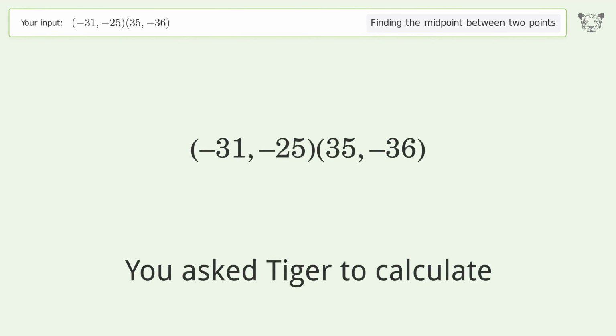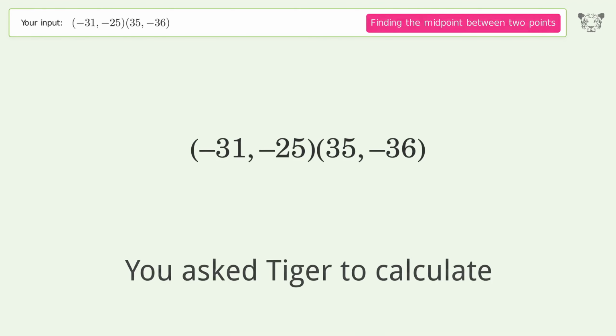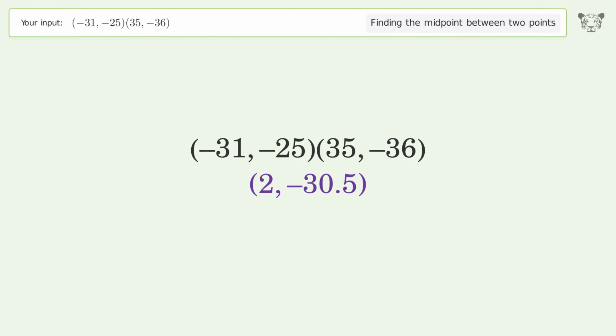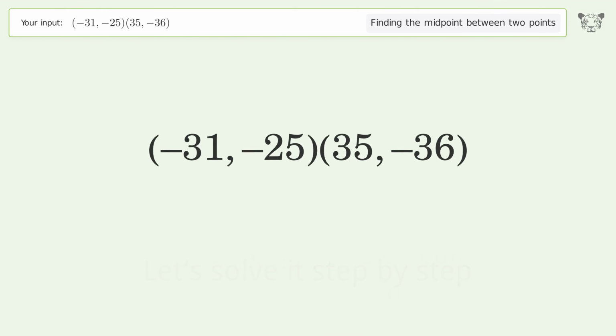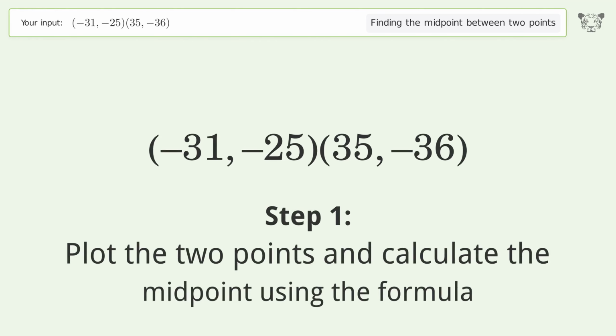You ask Tiger to calculate. This deals with finding the midpoint between 2 points. The midpoint between the 2 points is 2, -30.5. Let's solve it step by step. Plot the 2 points and calculate the midpoint using the formula.